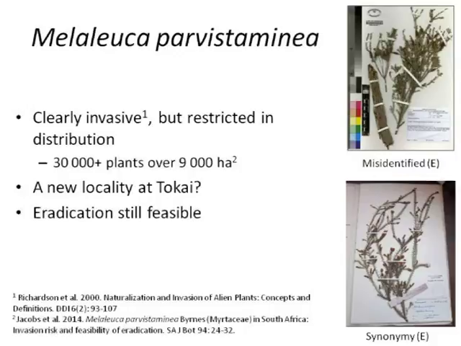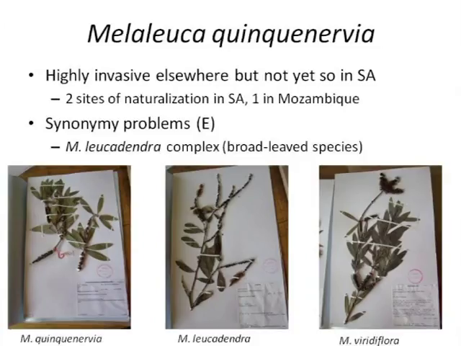Okay, next, Melaleuca quinquenervia is highly invasive in other countries, but not yet so in South Africa. There are two sites of naturalization, and one in Mozambique as well, which is climatically highly suitable for the species.